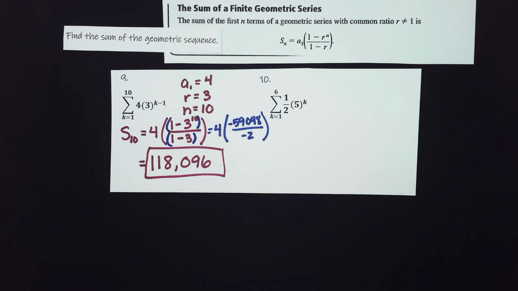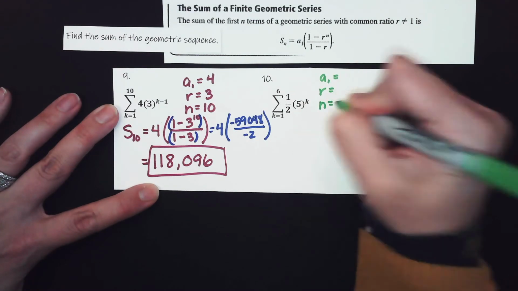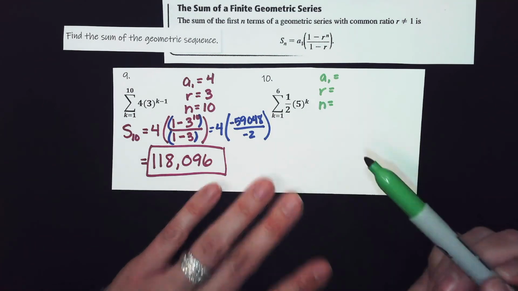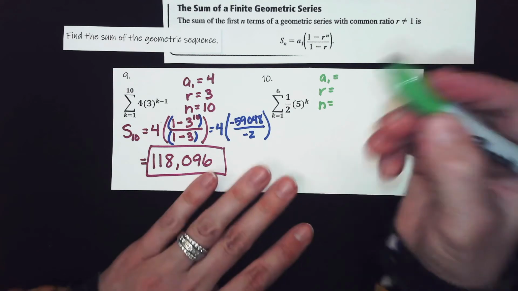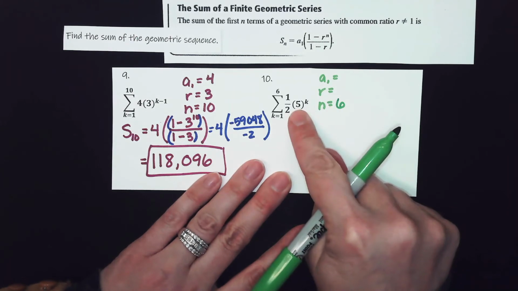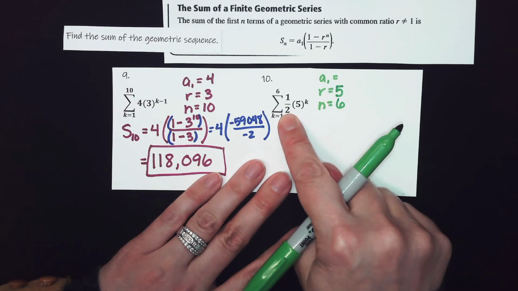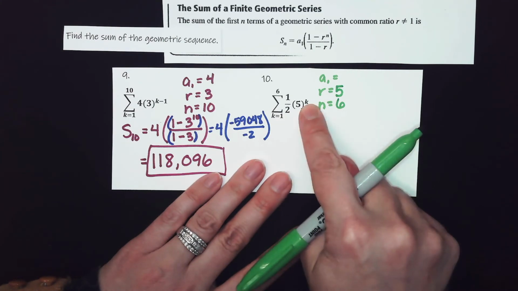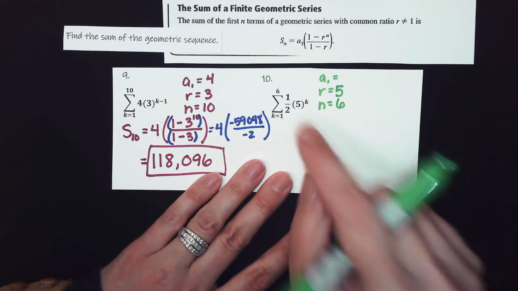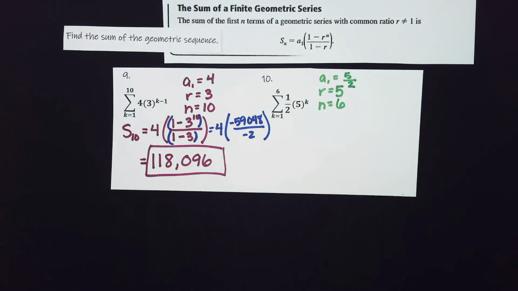All right, let's do the next one. Okay, I need A1, I need R, and I need N. Okay, notice this equation's a little different. It's not K minus 1 or N minus 1, it's just K. So this still gives us, we're doing terms 1 through 6, so I know N is 6. I know 5 is still my R, but 1/2 is not my A1, okay? So to find A1, we're going to plug 1 in for K. So 5 to the first power is 5, times 1/2 is actually 5 halves, okay? So that is my A1, or you could write 2.5.